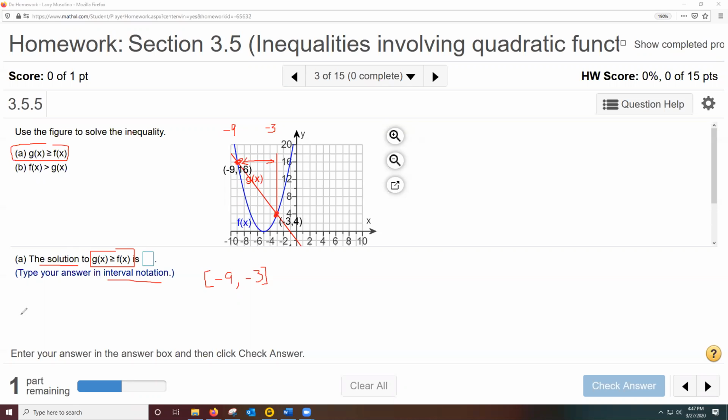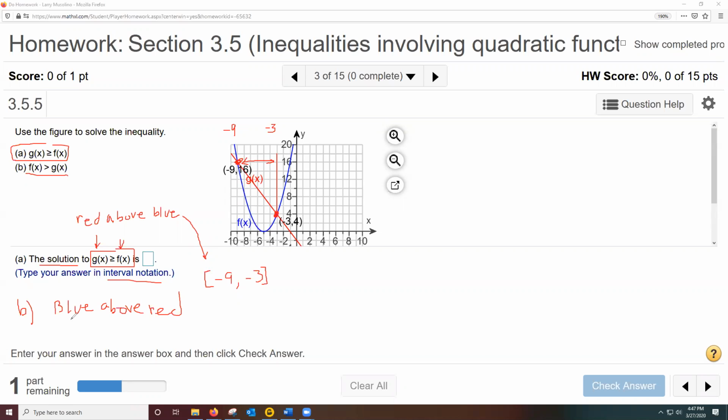All right, let me go to part B. Part B is asking me, where is f of x greater than g of x? So really what part B is asking me is, where is the blue graph above the red graph? Remember, part A was asking us g of x greater than f of x. So that was really asking us, what part of the graph has the red above the blue? And for that, we already came up with the answer. That was happening on the interval -9 to -3.